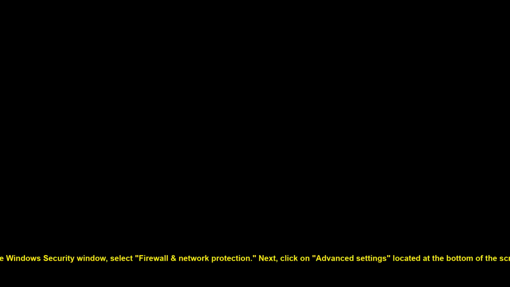Type Windows Security into the search bar and press Enter. In the Windows Security window, select Firewall and Network Protection. Next, click on Advanced Settings located at the bottom. The Windows Defender Firewall with Advanced Security will open in a new window.